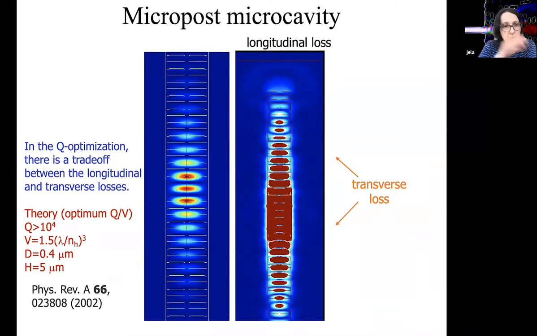Before we go there, I just want to show you this. This is from the numerical solution of the problem. This is a pillar, the same type of structure that we analyzed before: one wavelength thickness at the center, quarter wavelength stack on top and on bottom, and the fundamental mode in the lateral direction, which looks like a Gaussian.